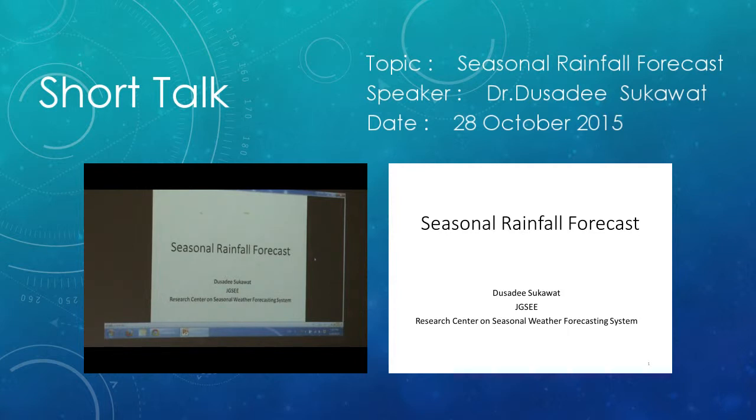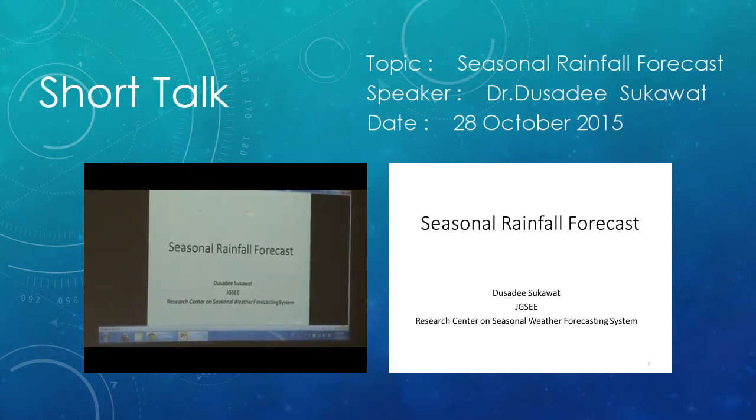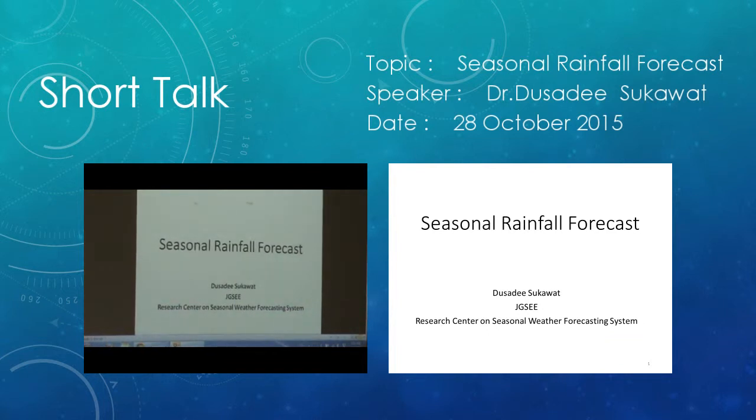This is my top seasonal rainfall forecast. Of course, I have a GTC, but right now I have a center called Research Center on Seasonal Weather Forecasting funded by TIF. This center was set up as the MOU between KMUTT and TIF. TIF will support the funding for 3 years and also KMUTT, but so far I did not get anything from KMUTT. So, okay.